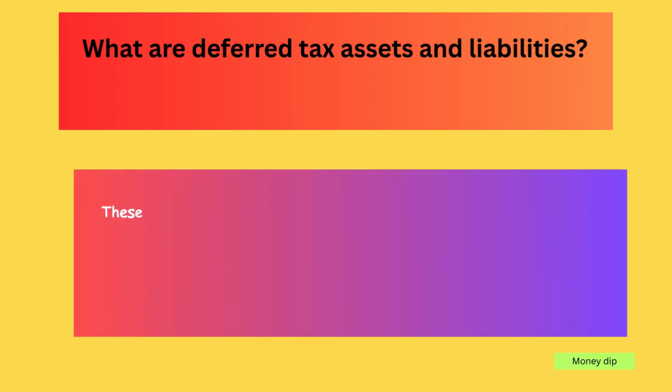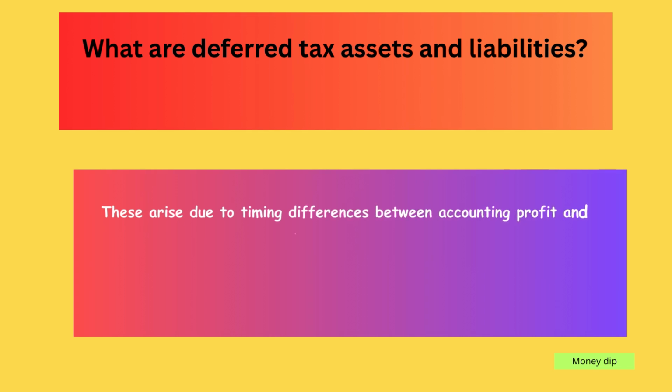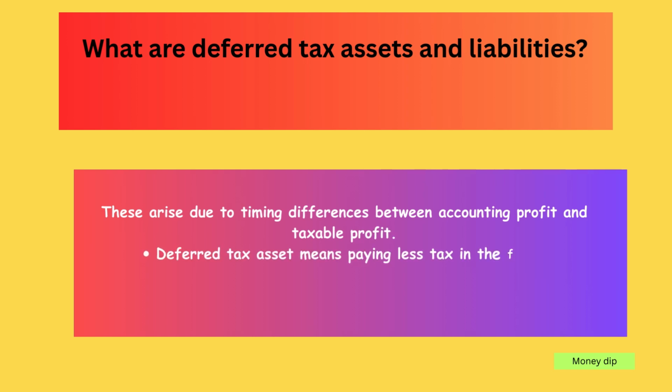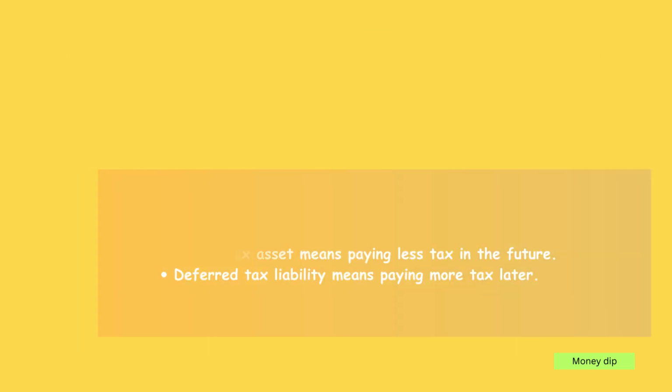What are deferred tax assets and liabilities? Answer. These arise due to timing differences between accounting profit and taxable profit. Deferred tax asset means paying less tax in the future. Deferred tax liability means paying more tax later.